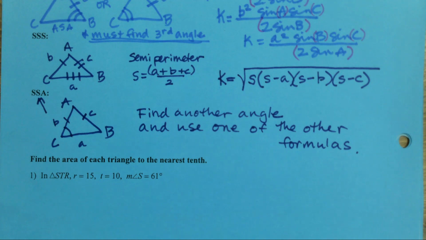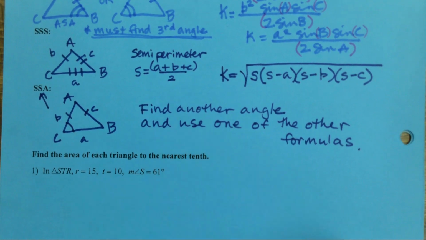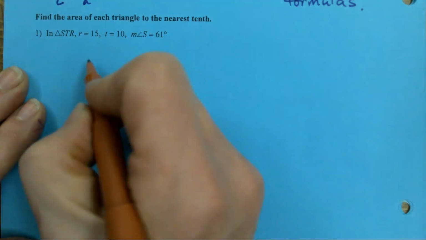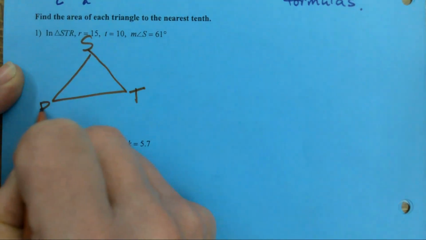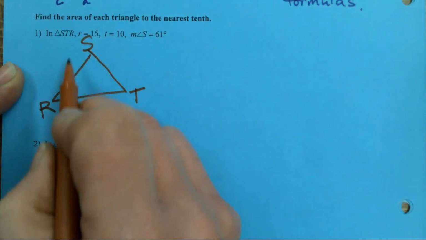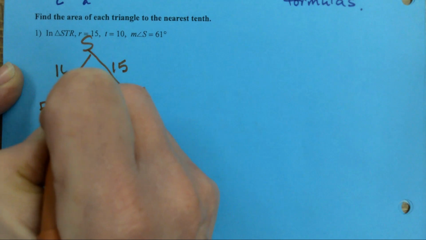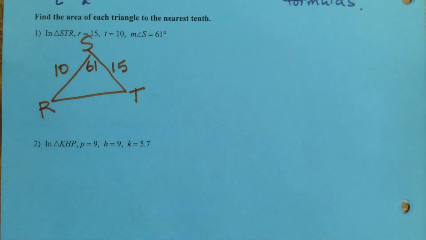But here we go. Again, this goes pretty quickly once we're doing this. Most people think this is the most simple section of all. We draw our triangle. We figure out which formula we want to use. So I'm going to draw my triangle. This is S, T, R. I know that R is 15. I know that T is 10. I know that S is 61. I have to decide what information I'm given and where I go from there.